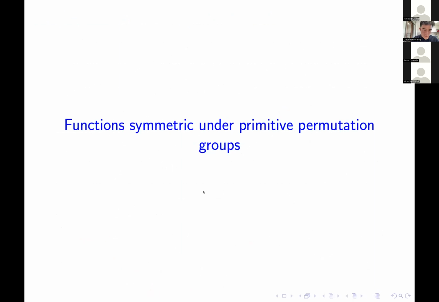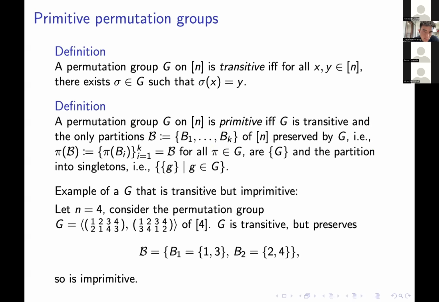What about other symmetries? For this, we now are going to examine the situation when the group is a primitive permutation group. A permutation group G on bracket n is transitive if basically it can map any two elements x, y in bracket n to each other. And the permutation group G on bracket n is primitive if it is transitive, and the only partitions of bracket n preserved by G are the two trivial ones, the partition into just the whole set and the partition into singletons.